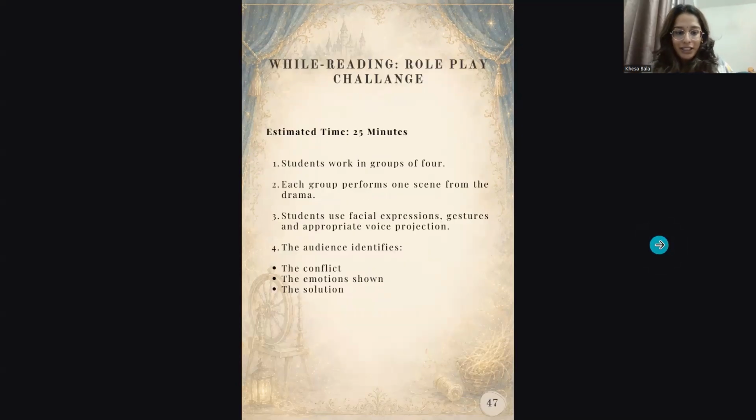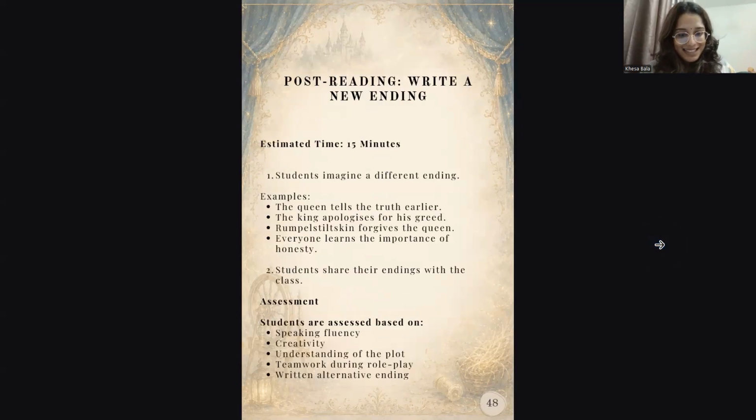So for the conclusion, Rumpelstiltskin is an interesting and suitable drama for Form 3 ESL learners because it has a clear storyline, simple language, and a valuable moral lesson too. And also the activities that I designed help students improve their English while making literature learning fun and interactive.